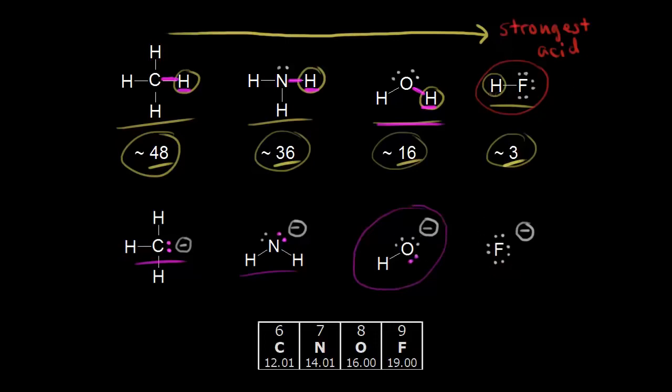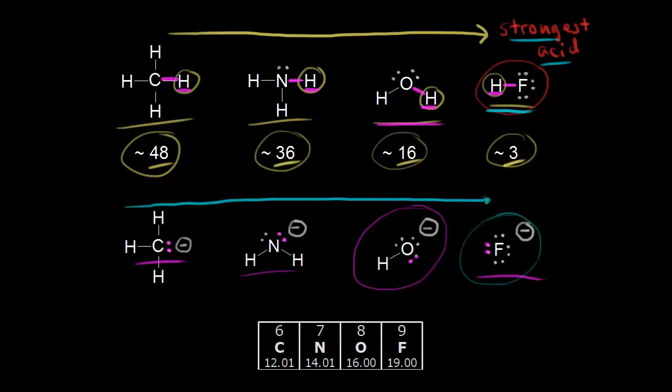And finally, if we took this proton, then these electrons would be left behind on the fluorine to form the fluoride anion. We already know that HF is the strongest acid out of these four, and the strongest acid must have the most stable conjugate base. So the fluoride anion must be the most stable conjugate base. So as we move to the right, we're increasing in the stability of the conjugate base.